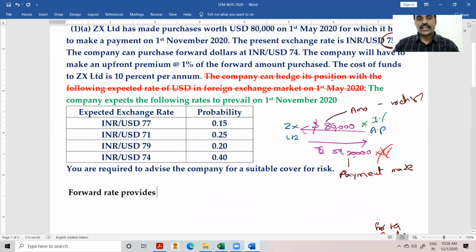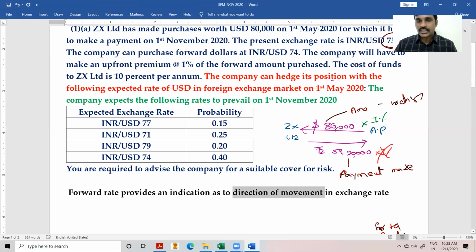The forward rate provides an indication as to the future direction of movement in the exchange rate. Okay, direction of movement, not the distance of movement. The forward rate provides an indication as to the direction of movement in the exchange rate, though it may not predict the exact distance.